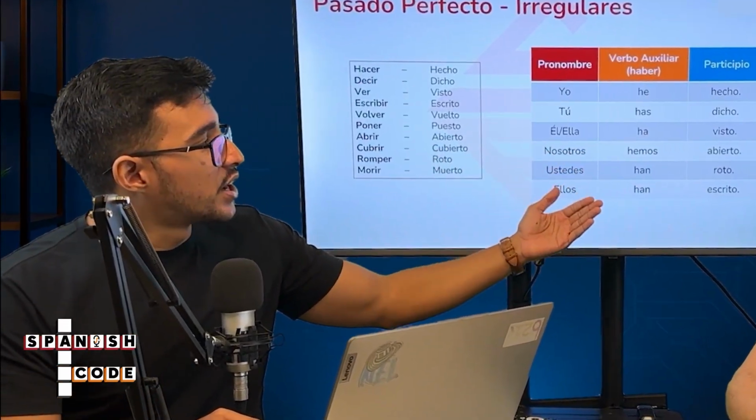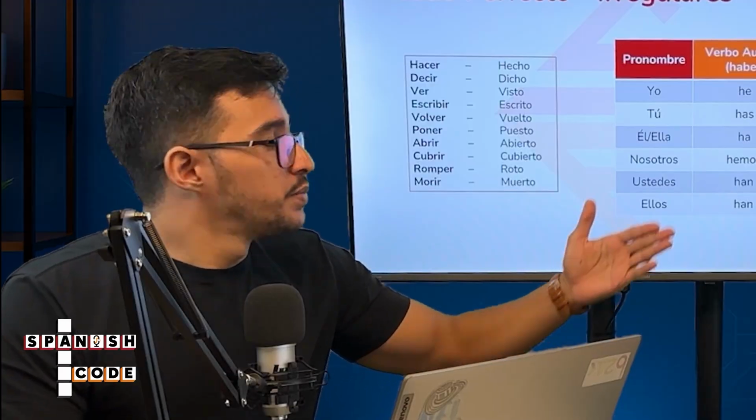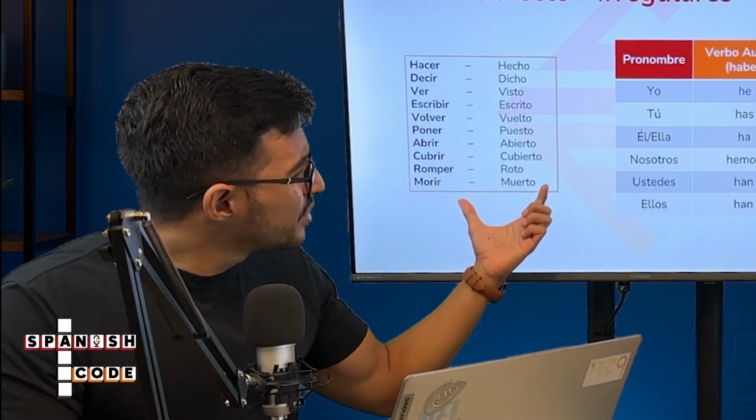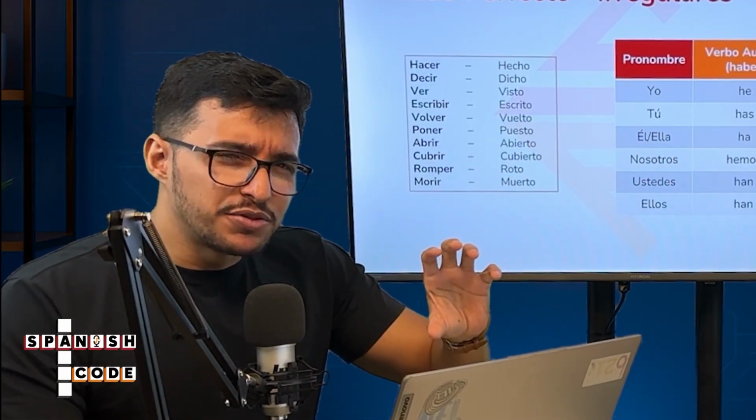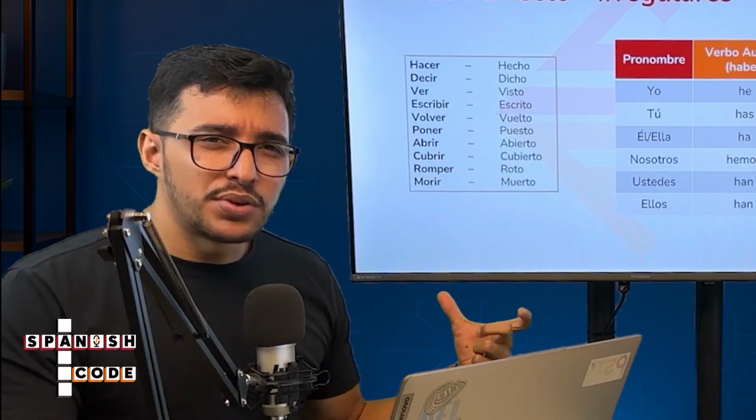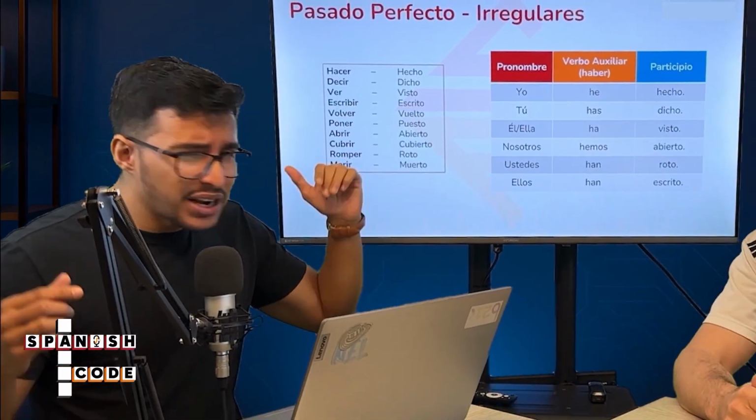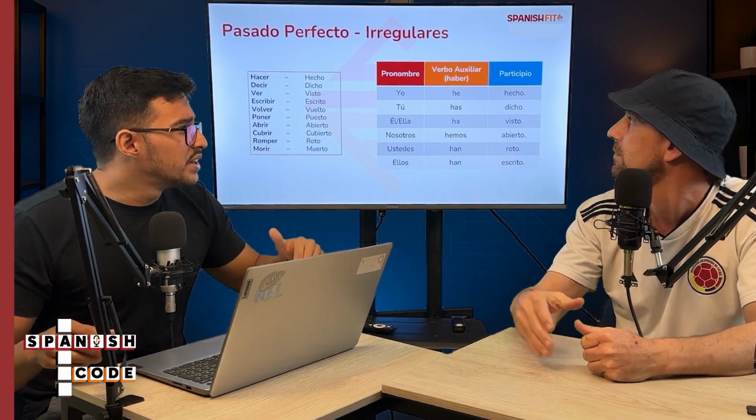It's the same chart we did before with the irregulars, but now with the regulars. Remember, these are the important irregulars. We have a few more, but if you remember these, you're going to be able to navigate. We're going to put them up, by the way, in the PDF below.